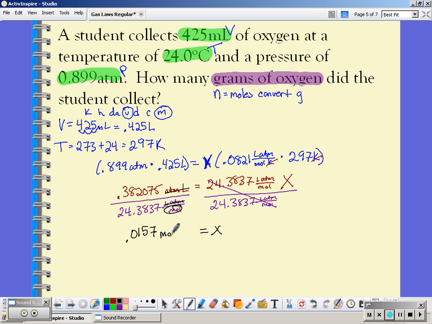So that gives me moles. But I don't want moles, I want grams of oxygen. So I need to take my moles of oxygen and convert it to grams of oxygen before I can be done. So take my given moles on the bottom. I want grams, so grams go on the top. 1 always goes with mole. Oxygen's molar mass, 16 plus 16 is 32, goes on the top.